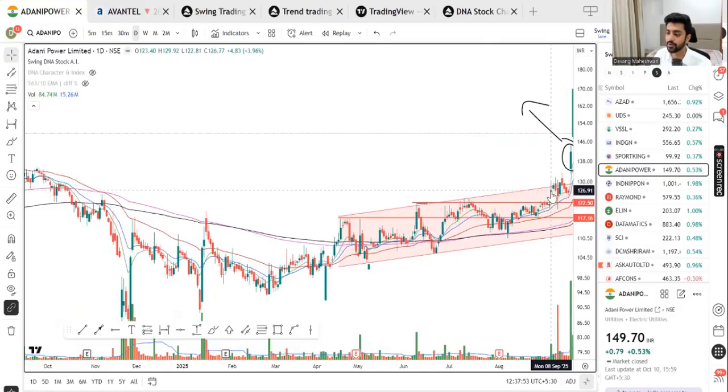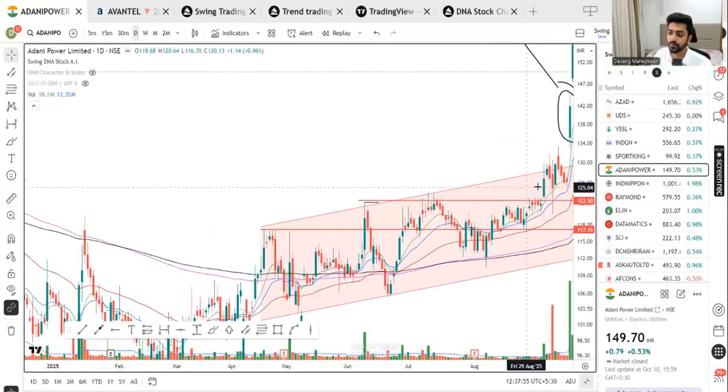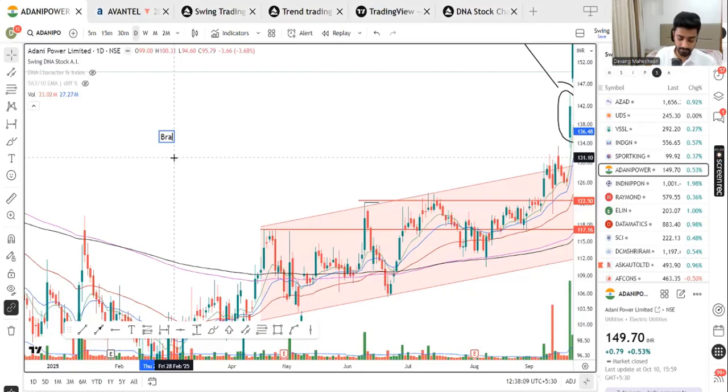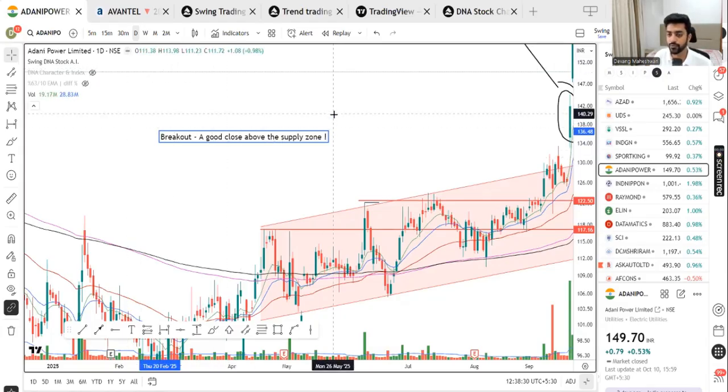So is this a breakout here? Is this candle a breakout? 8th September? No, right? It did not close. A good close is the only breakout. What's the meaning of breakout? Is the price moving out a breakout? No. A good close above the supply resistance zone. That's a breakout, or you can call it a confirmed breakout, whatever you want to call it.